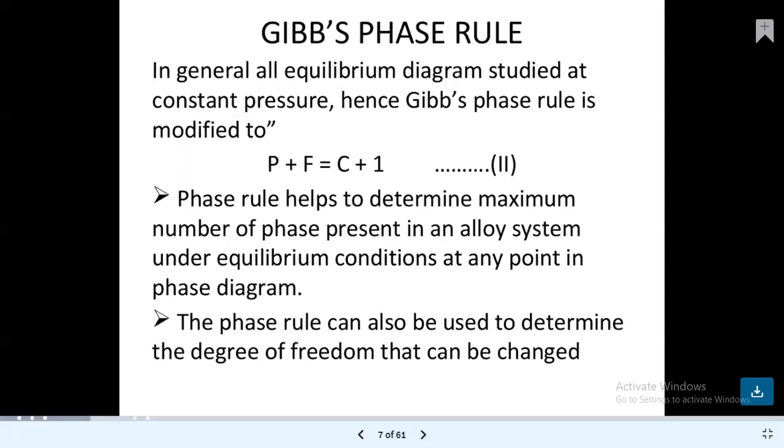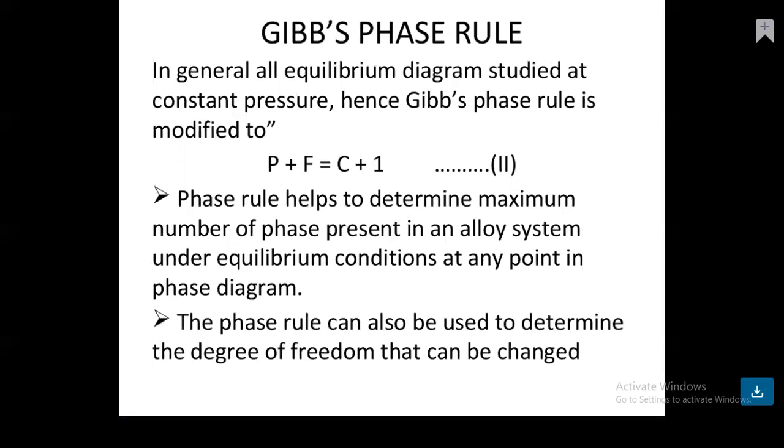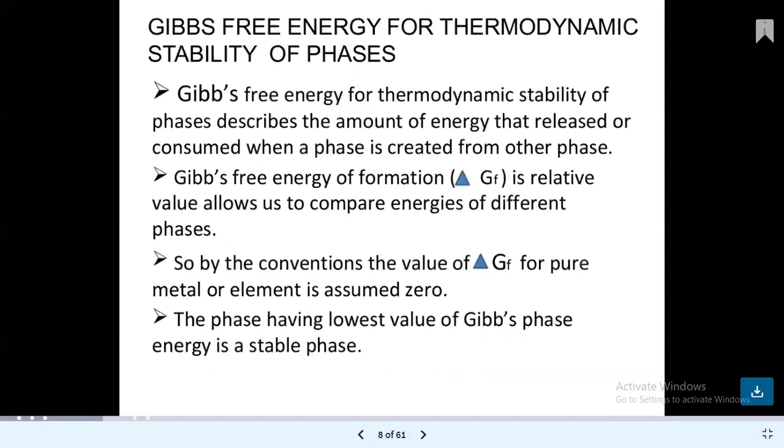In general, all equilibrium diagrams are studied at constant pressure, hence the Gibbs phase rule is modified to P plus F is equal to C plus 1, equation number 2. The phase rule helps to determine the maximum number of phases present in an alloy system under equilibrium conditions at any point in the phase diagram. The phase rule can also be used to determine the degrees of freedom that can be changed.